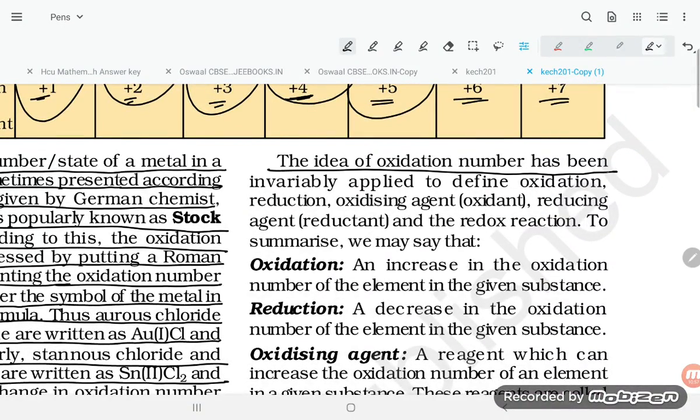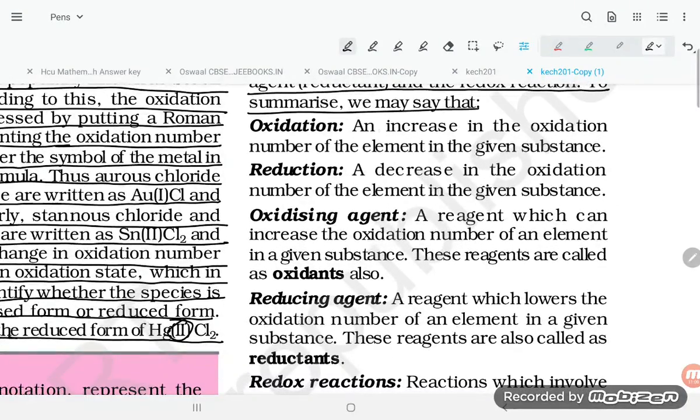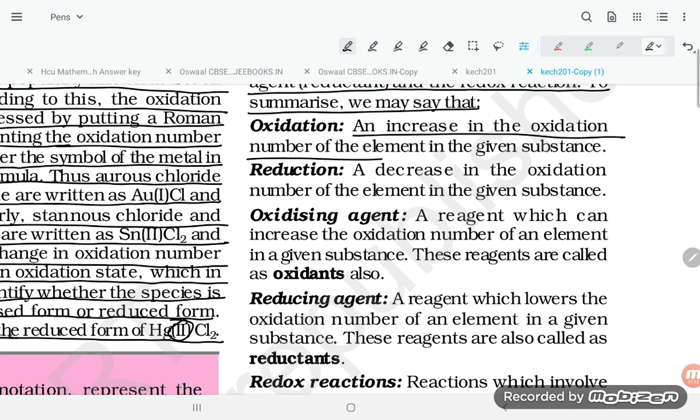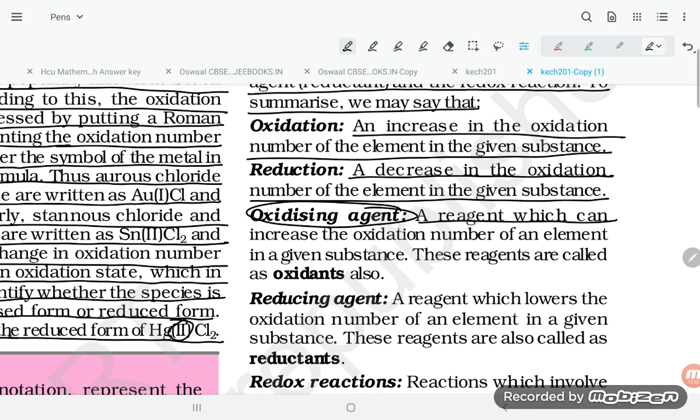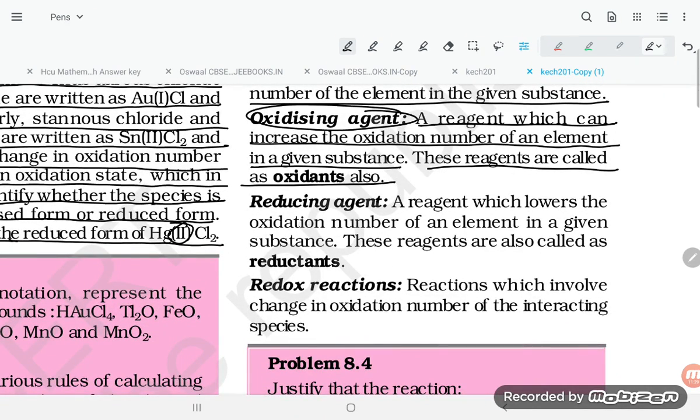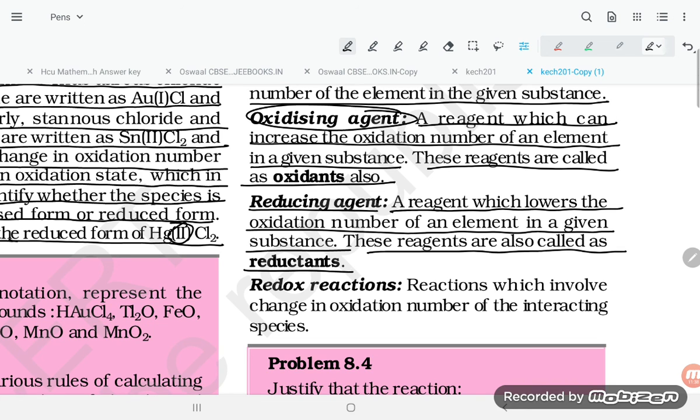The idea of oxidation number has been invariably applied to define oxidation, reduction, oxidizing agent, reducing agent, reductant, and redox reaction. To summarize, oxidation is an increase in the oxidation number of the element in a given substance. Reduction is a decrease in the oxidation number of the element in the given substance. An oxidizing agent is a reagent which can increase the oxidation number of an element in a given substance. This reagent is also called an oxidant. A reducing agent is a reagent which lowers the oxidation number of an element in a given substance. These reagents are also called reductants.